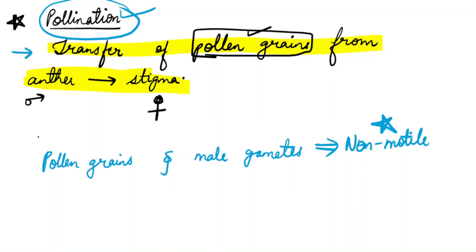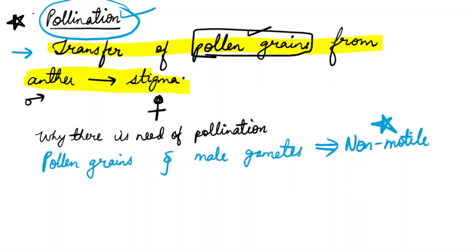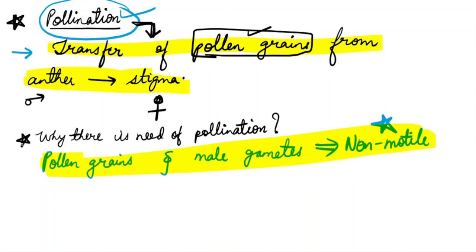But why is there a need of pollination? See, the need of pollination is because the male gametes and the pollen grains both are non-motile. Both are non-motile, so there is a need, a requirement of pollination. So this is the definition of pollination, and this is the reason why there is a need of pollination.